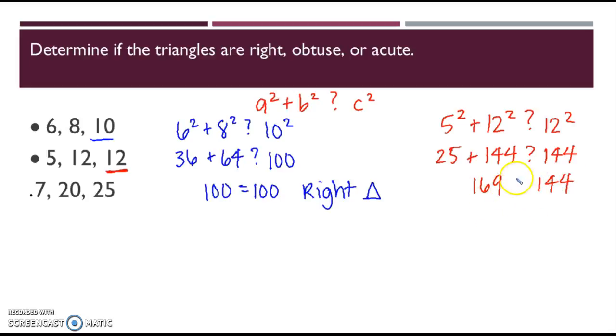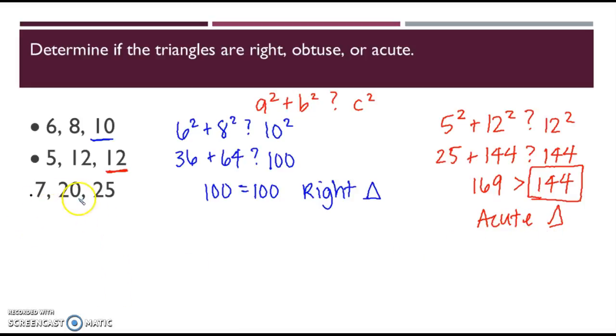Okay, so 169 is bigger than 144. Remember, it's all in relation to your c squared. So my c squared of 144 is smaller. So that means that my angle is smaller. So it's an acute triangle.